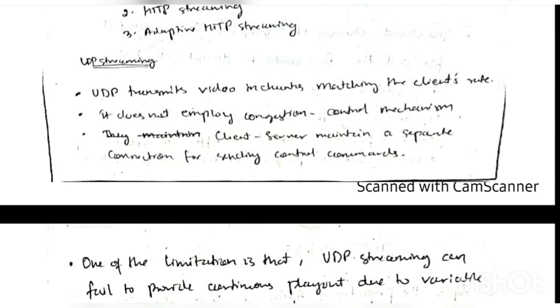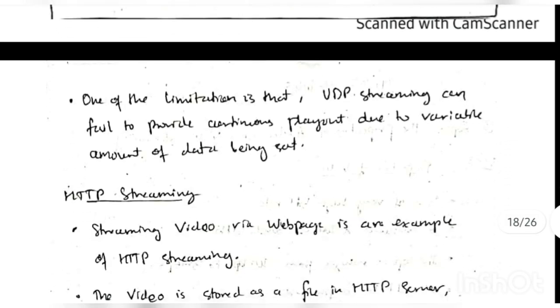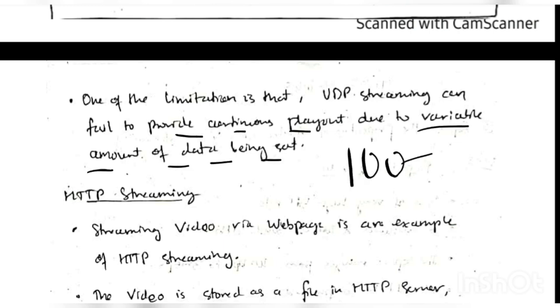One of the limitations of UDP is that it cannot provide continuous playout, because of the variable amount of data being sent. Suppose 100 packets are sent in the first iteration, the second might be just 70, or even 20, so it will not be continuous. So that's the first limitation of UDP.